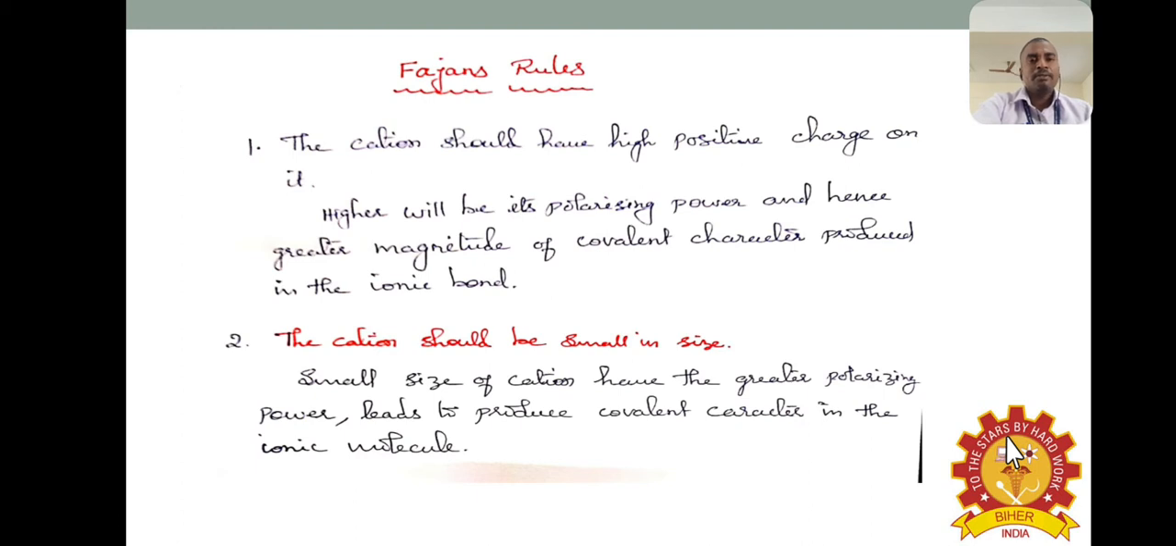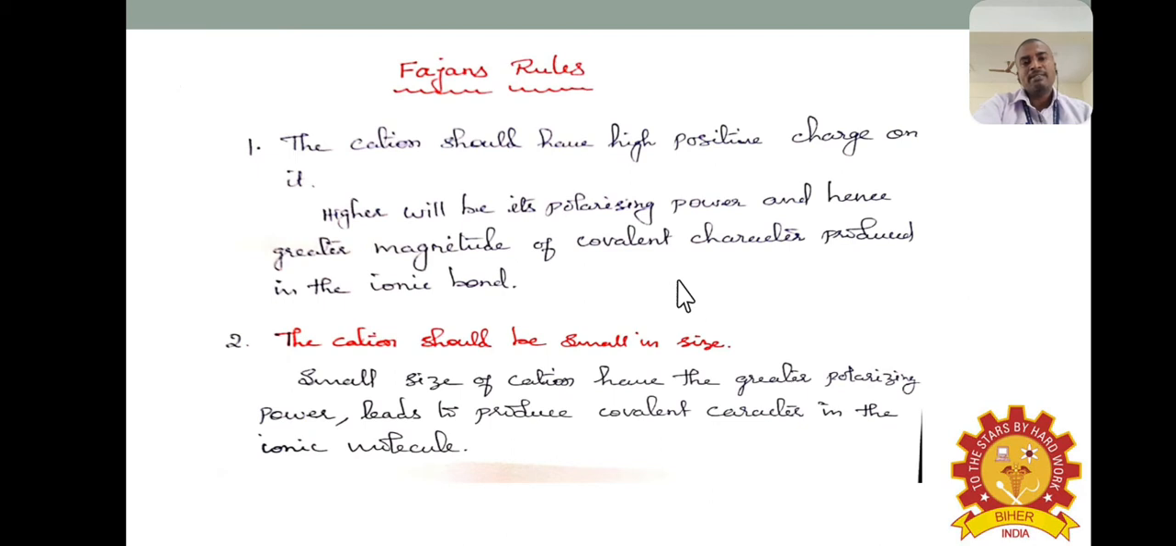Next we are going to discuss Fajans's rule. This Fajans's rule explains the stability of inorganic crystals. Here Fajans proposed 5 points. Those 5 points help explain the stability of crystals.